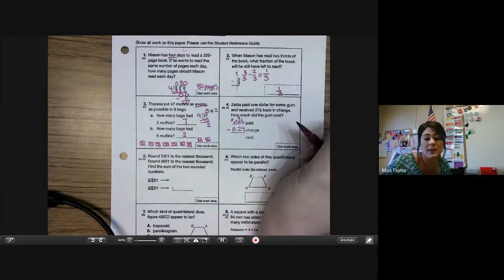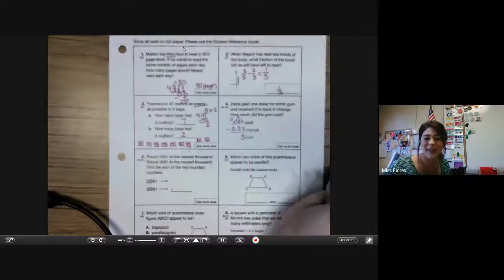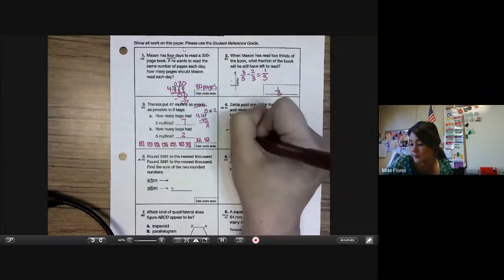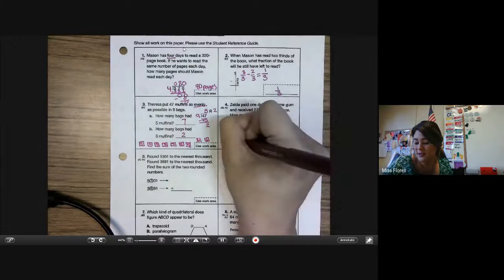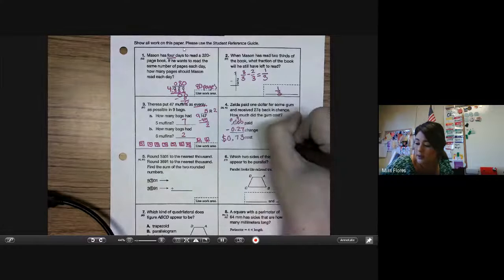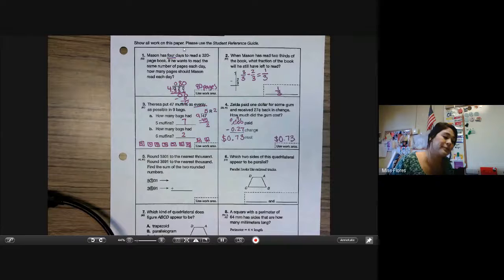Now we have 10 minus 7, which is 3. And 9 minus 2 is 7. And 0 minus 0 is 0. So now we have our answer, we paid 73 cents.